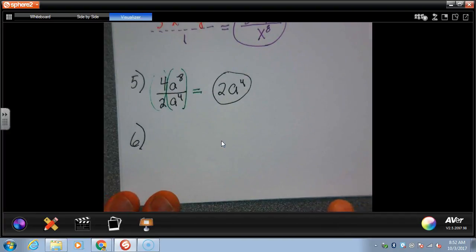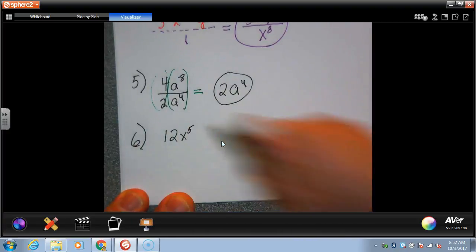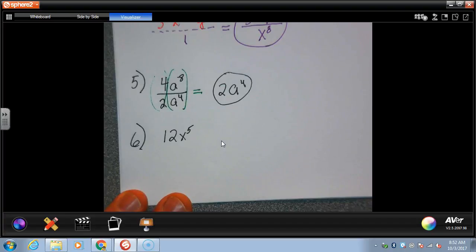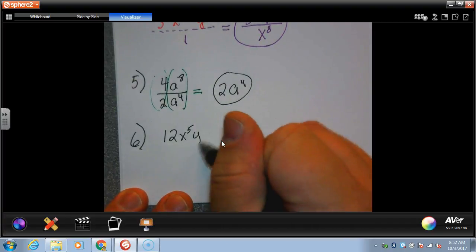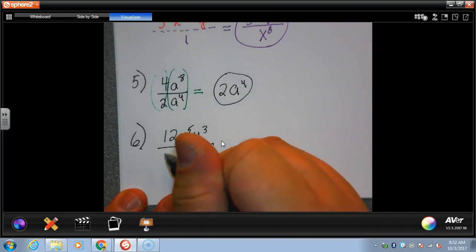Number 6, I have 12x to the 5th, y to the 3rd over 4x to the negative 1.